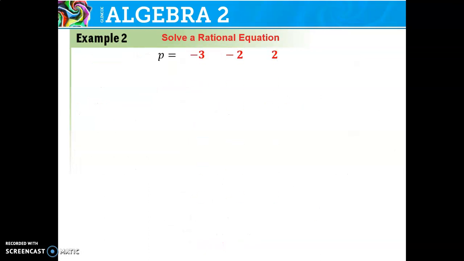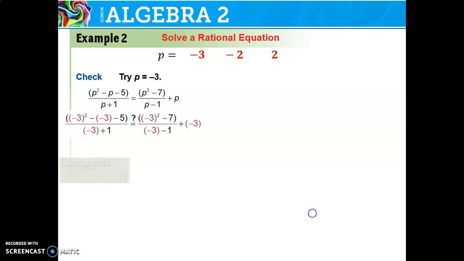Let's make sure we check our solutions. I'm going to try p equals -3, we substitute -3.